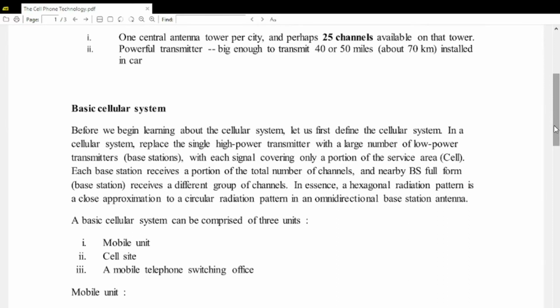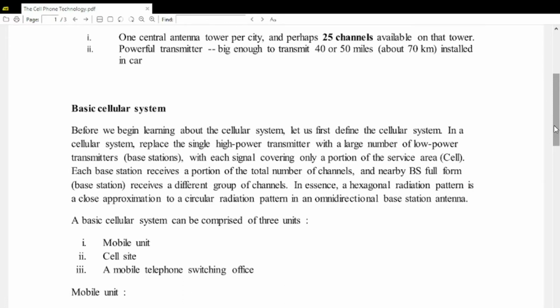So the main thing was to make the system work and allow more devices to communicate, and also to increase the strength of the signals which were being transmitted then.